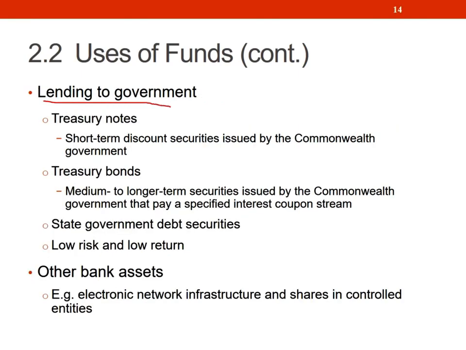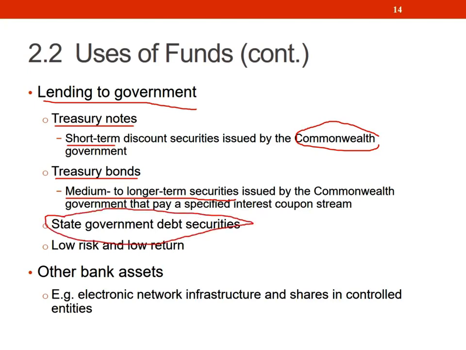Banks lend to the government through investing in both treasury notes and treasury bonds, which are Commonwealth government securities. Treasury notes are short term, treasury bonds are medium to longer term securities. There are also state government debt securities. Now, because the government is quite safe, well, at least the Australian government is quite safe, these are low risk, low return investments from the bank's point of view. The bank also has other assets, such as their network infrastructure and also shares that they own in controlled entities.